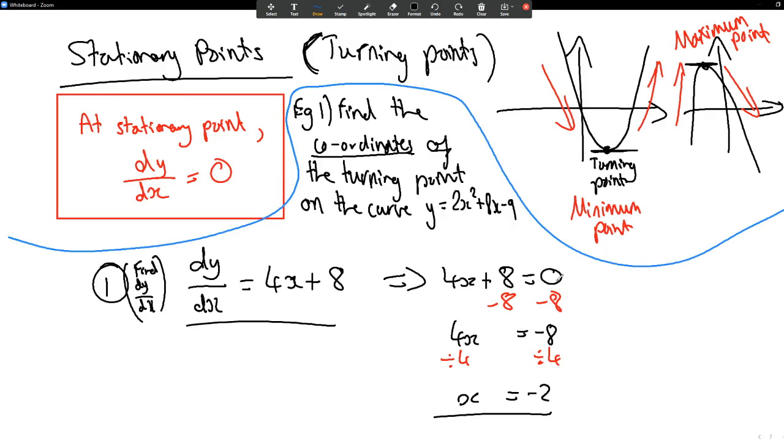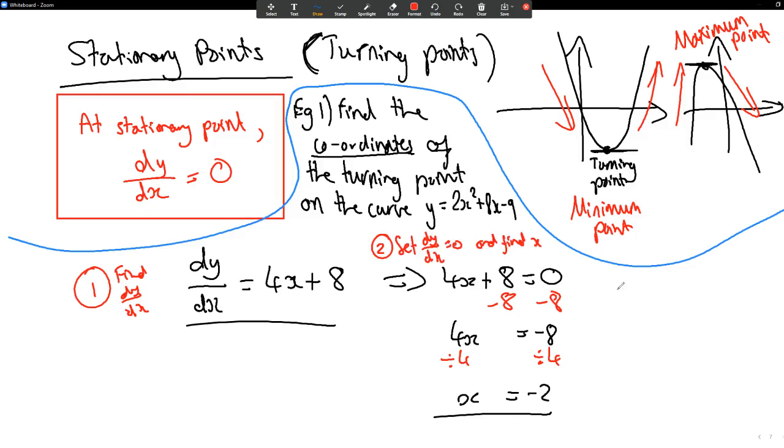Step 2 is setting... in fact, let me do this in a different color. So step 1 is find dy over dx. Step 2 is to set dy over dx equals 0 and find x.